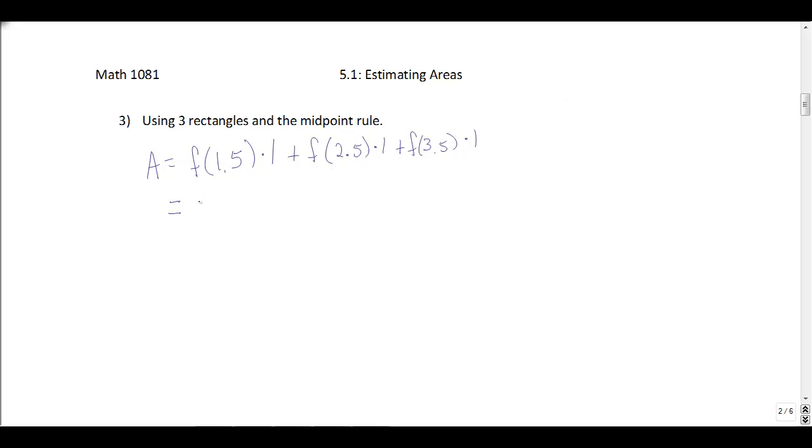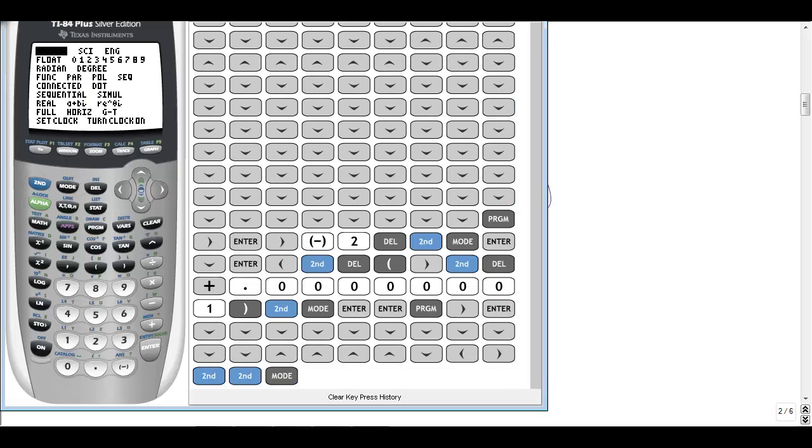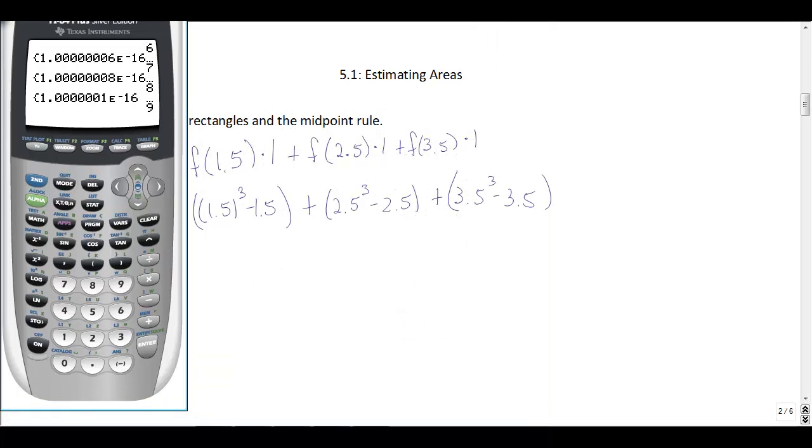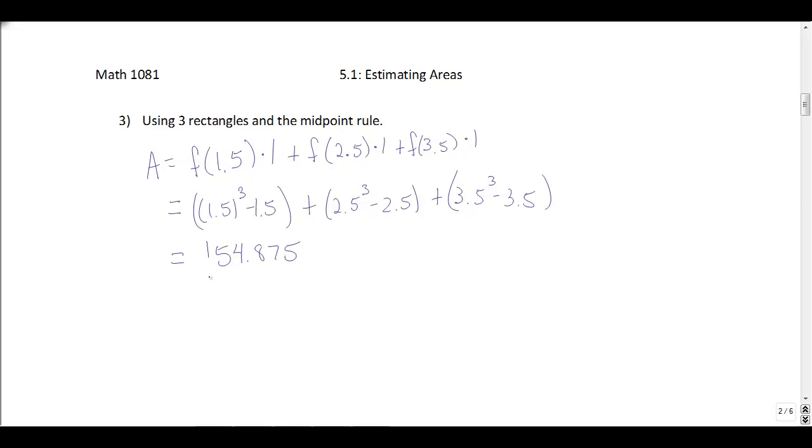And then we need to get some of these function values. So let's say it's 1.5 cubed minus 1.5 plus 2.5 cubed minus 2.5 times 1, doesn't really matter here, plus 3.5 cubed minus 3.5. So you add all that up. What do we get? Oops, let's clear our calculator out. I get 1.5 to the third minus 1.5 plus 2.5 to the third minus 2.5 plus 3.5 to the third minus 3.5. And that gives me 54.875. So you work that all out, you get something like 54.875.